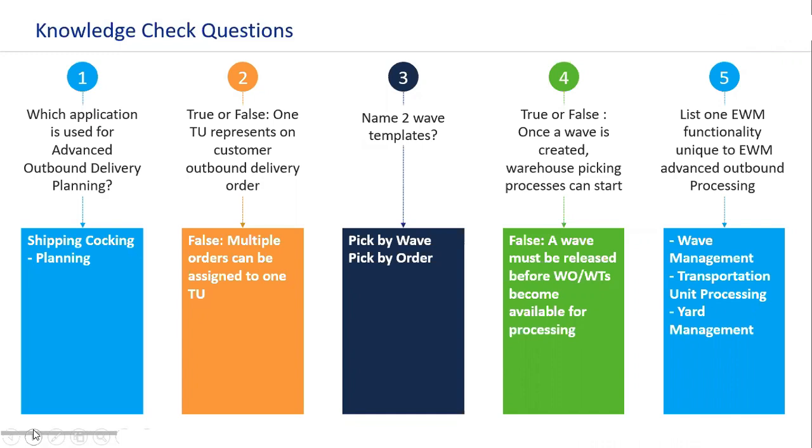And this one, EWM functionality unique to EWM advanced processing. So the three we've got are wave management, transportation unit processing, and the yard management piece. So they're the main different functionalities for us in terms of advanced outbound processing.